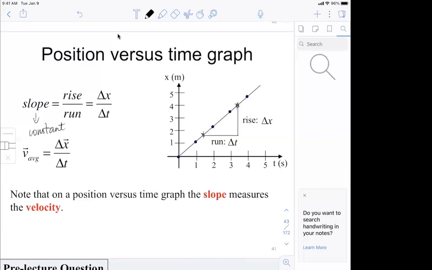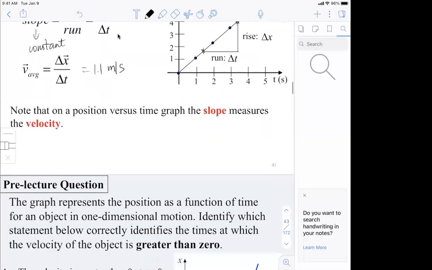So you can say your average velocity is delta x over delta t, in this case happening to be 1.1 meters per second. Or you can say this is a constant velocity, so that is your velocity at any instant. My instantaneous velocity is also 1.1 meters per second at any given moment. It's the same velocity throughout. So from a position versus time graph, you take the slope and you can get the velocity.